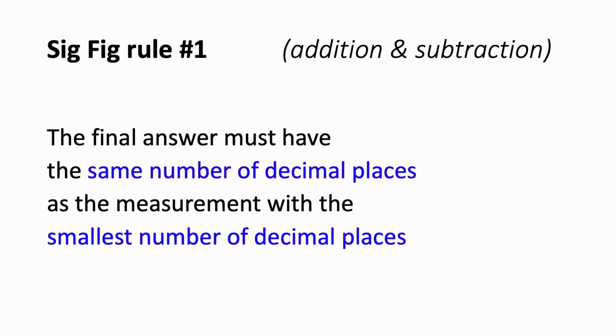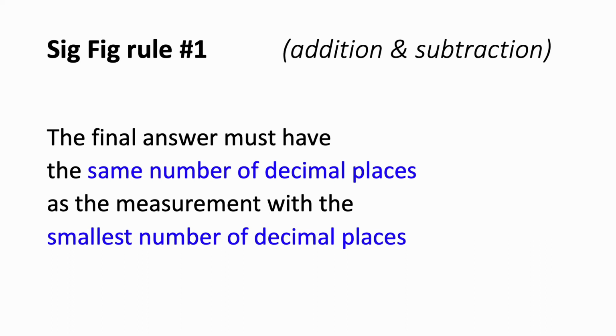Now, the hard part of sig figs for most people is figuring out the sig figs that are associated with an answer after you've done calculations. So I'm going to give you 3 sig fig rules now. The first one is for addition and subtraction. And this one is different from most of our sig fig rules because we are only concerned with the numbers after the decimal places. So the final answer is going to have the same number of decimal places as whatever your measurement is that has the smallest number of decimal places.